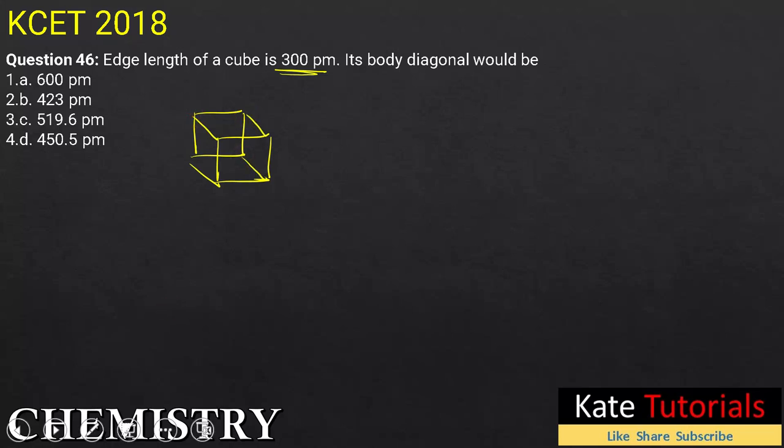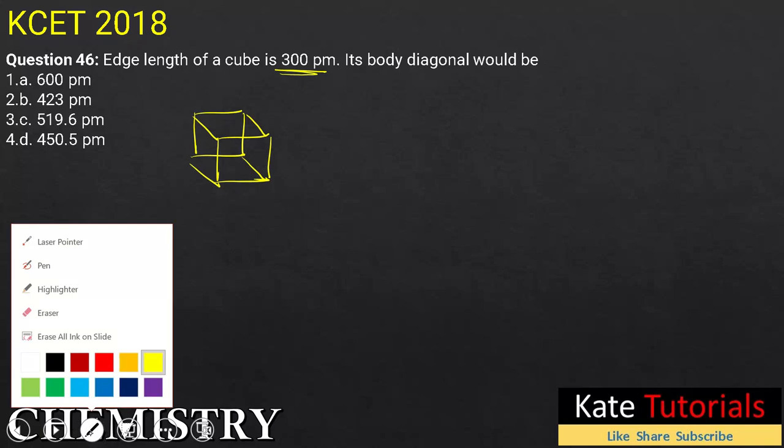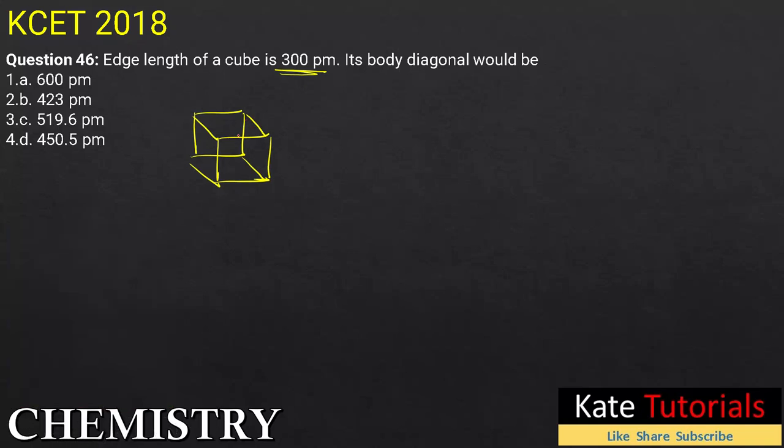Let me change the color of the pen so that it will be visible to you. This is a cube. Body diagonal means from this corner to this opposite corner. If I want to calculate this, I should know this and this. If I name it A, B, and this is C, AC will be A, and we need BC. How to calculate BC? We have to use the Pythagoras theorem.